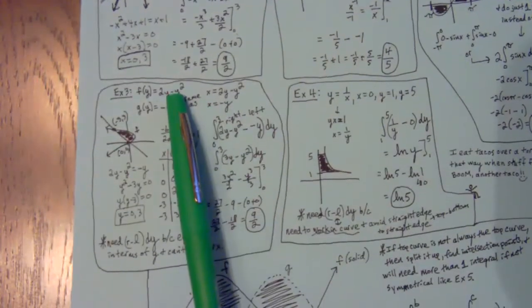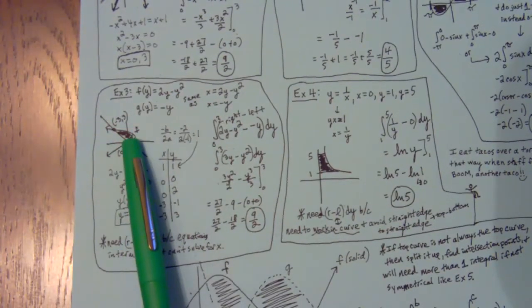Also, when you graph these two equations, you clearly have a right side of that area and a left side of there.